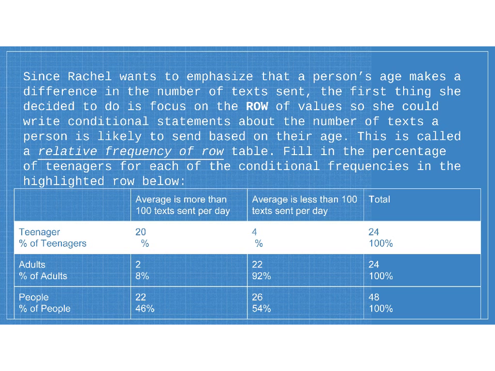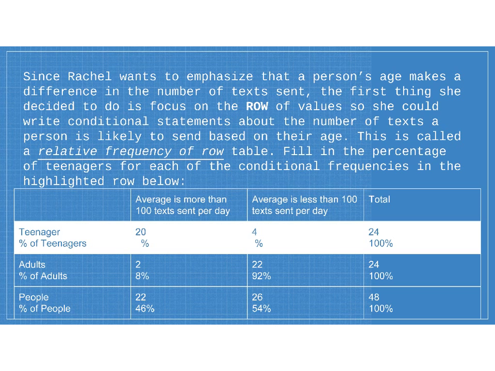So she could write conditional statements about the number of texts a person is likely to send based on their age. This is called a relative frequency of row, because we're looking at the row. Fill in the percentage of teenagers for each of the conditional frequencies in the highlighted row below. Now as we look at this, I'll go down and do the adults and people, and then you can do the teenagers.